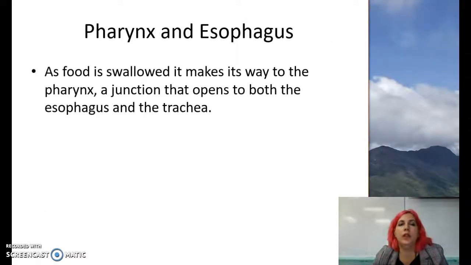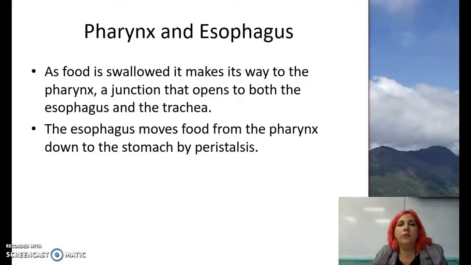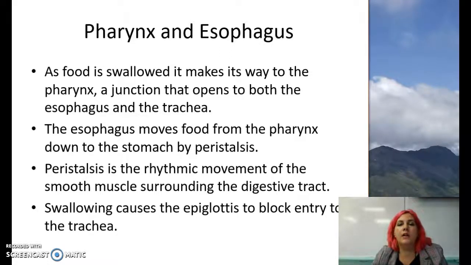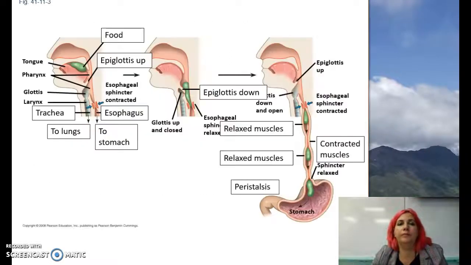Pharynx and esophagus. As food is swallowed, it makes its way down to the pharynx, a junction that opens to both the esophagus and the trachea. So this is the shared passageway between the respiratory and digestive system. The esophagus moves food from the pharynx down to the stomach by peristalsis. Peristalsis is the rhythmic movement of the smooth muscle surrounding the digestive tract. Swallowing causes the epiglottis to block entry to the trachea.